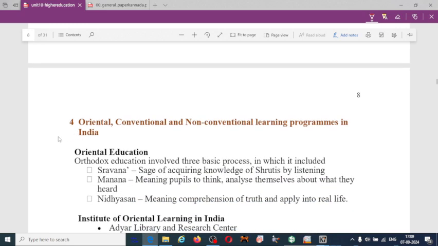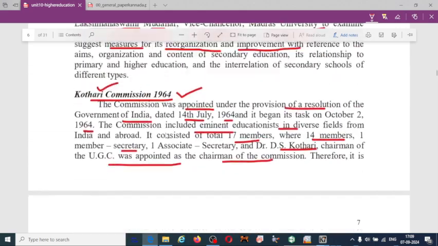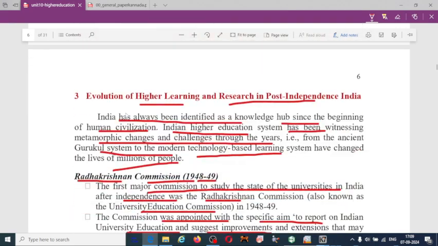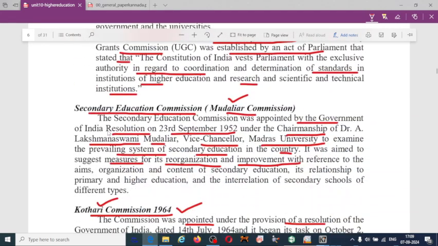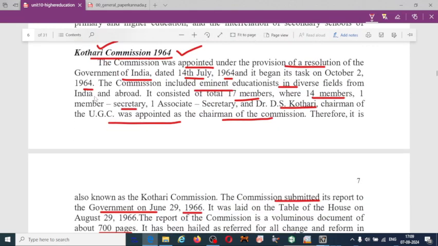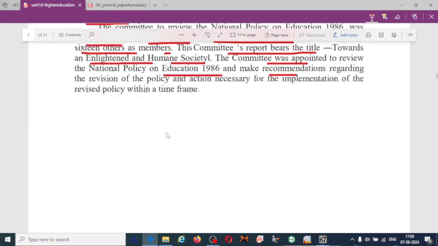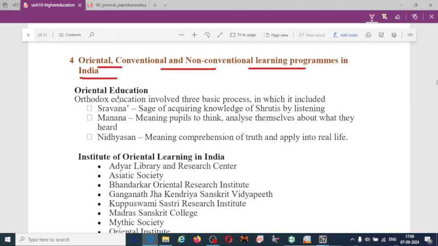So the next topic from this higher education is oriental, conventional and non-conventional learning programs in India. Previously in this topic we have discussed the evolution of higher learning and research in post-independence India, after independence: Radhakrishnan Commission, Secondary Education Commission or Mudaliar Commission, Kothari Commission, Ramamurti Review Committee. So the next comes the oriental, conventional and non-conventional learning programs in India.